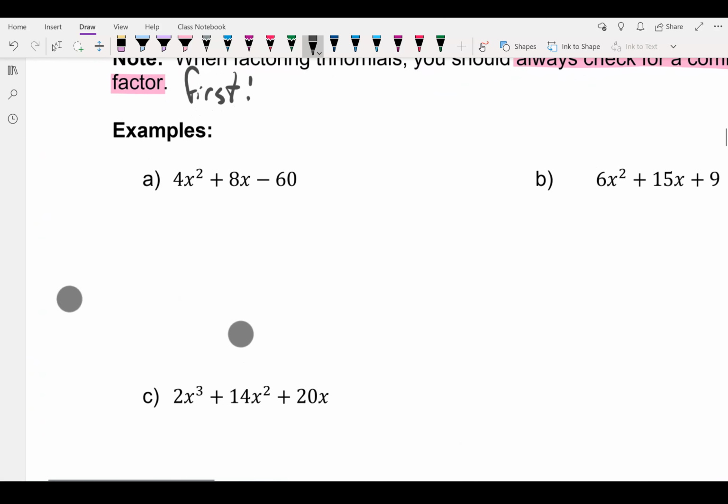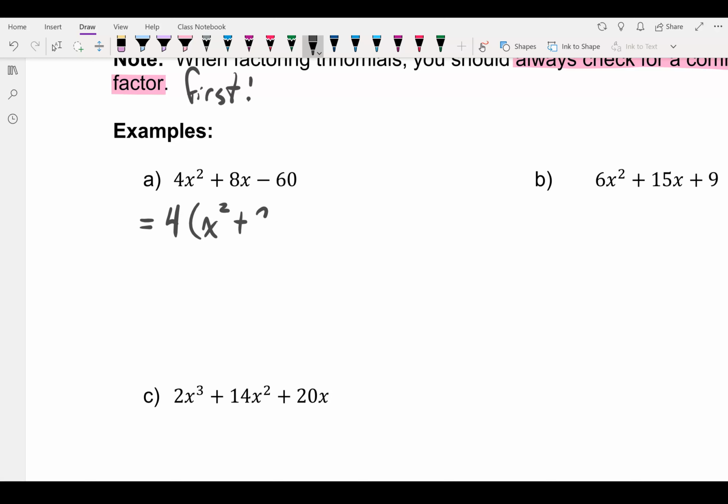So the first thing we'll see here in example A is if you look closely at these numbers, they all have a factor of 4 in common. So you can take that 4 outside, and when you divide all of these terms by 4, this is what you're left with. Once you do that, hopefully you'll see that this trinomial can be factored in the same way that we do it normally. This has the form where a is equal to 1, or the leading coefficient is 1.